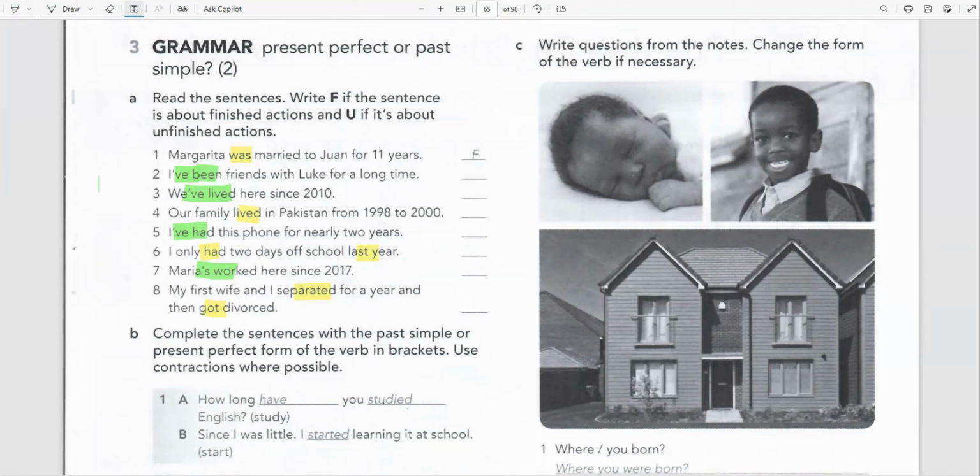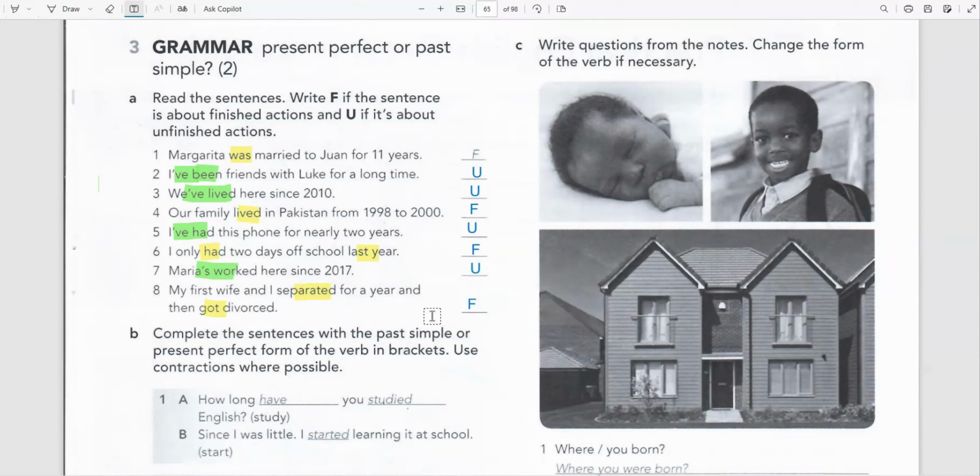And then the green ones, because it's present perfect, we're going to use them as unfinished, which is U. So number 2 is going to be U, unfinished, present perfect. Number 3 is also U, unfinished action. Number 4 is finished action, so it's going to be F. And then number 5 is present perfect, which is U. Number 6 is finished action because past simple. Number 7 is unfinished, so it's U. And number 8 is finished action.